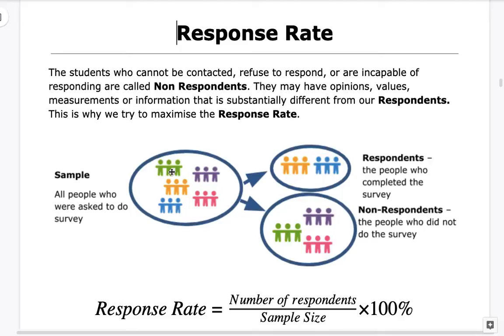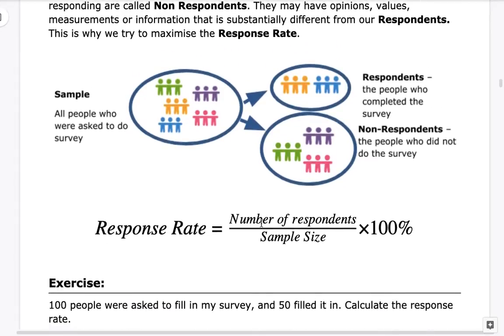So when we talk about a response rate, we are looking at, from all the people that I asked, how many responded. So if I asked 10 people, did all 10 respond? Did only one or two respond? And that will determine my response rate. So the response rate is my number of respondents divided by the sample size. Okay, now the key idea here is that those people who respond might think differently to those that didn't respond.